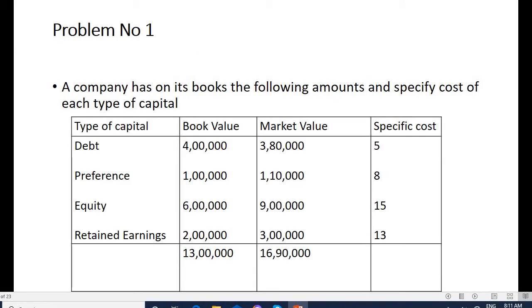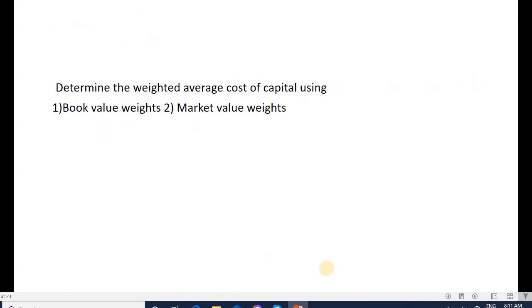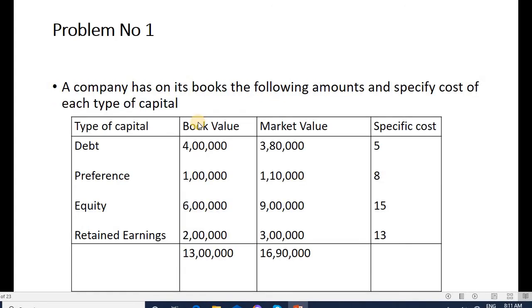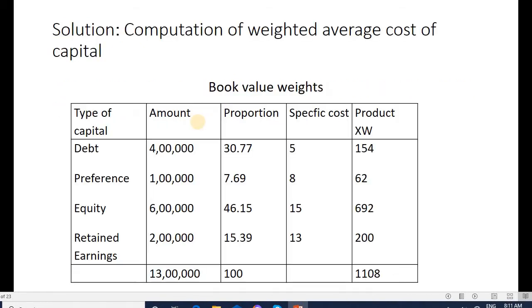Problem number 1. A company has on its books the following amounts and specified cost of each type of capital. The type of capital is there, the book value of each source of capital is given, and also the market value is given, and the specific cost attached to this type of capital is also mentioned here. We need to determine the weighted average cost of capital using book value weights and market value weights. Since market value and book value weights are given, we need to calculate the weighted average cost of capital. So we'll start with the solution.